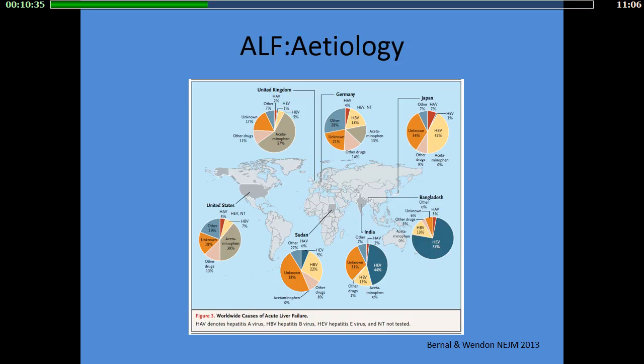The etiology is obviously very geographically variant. In the developing world, viral hepatitis carries the highest incidence, particularly hepatitis E and hepatitis B. Even now with vaccination, hepatitis B remains a significant challenge. In the Western world, we see much more drug-induced liver failure and less hepatitis A and hepatitis E. The hepatitis E is interesting because it's genotype dependent, and therefore the hep E that you see in the Indian subcontinent and in Africa carries a much higher mortality than the hepatitis E we see in the Western world.